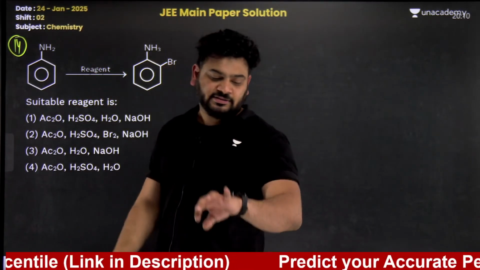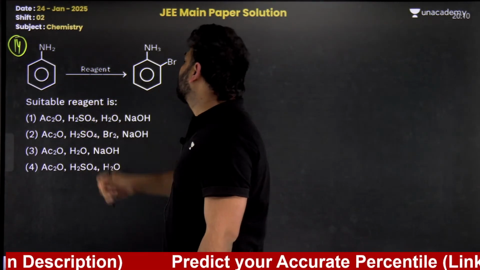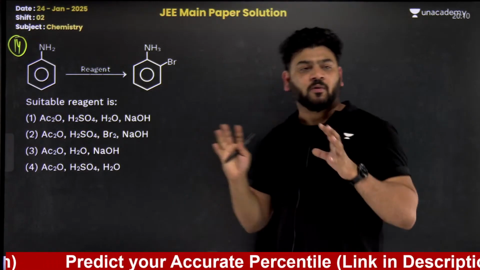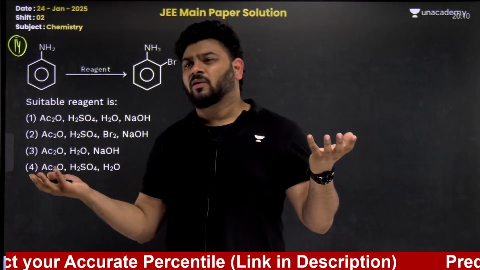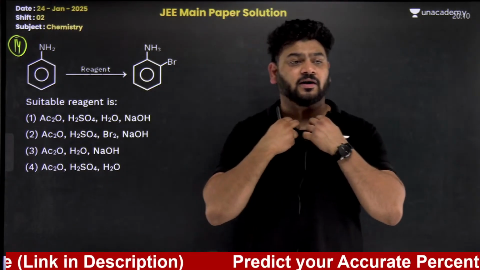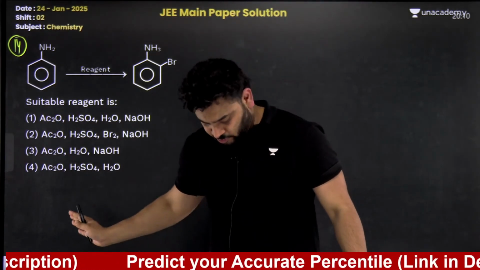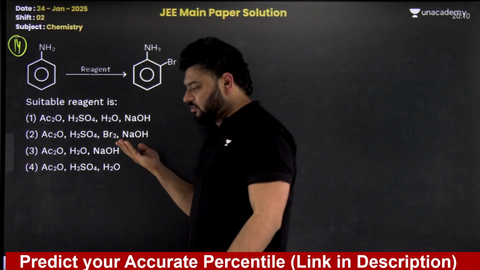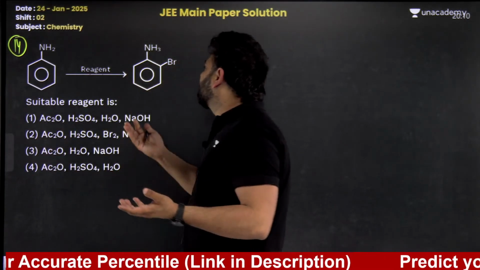Question 40 is even simpler. We have aniline, and I've seen so many questions from amines this year. I don't know how JEE is deciding which chapter is picked up and how priority-based it is, because this is a very frequently asked thing. So bromination has been done.